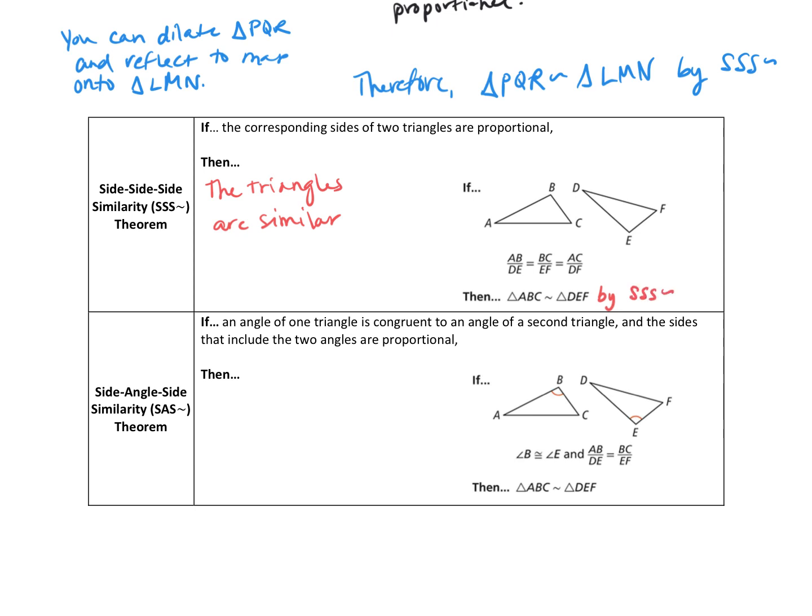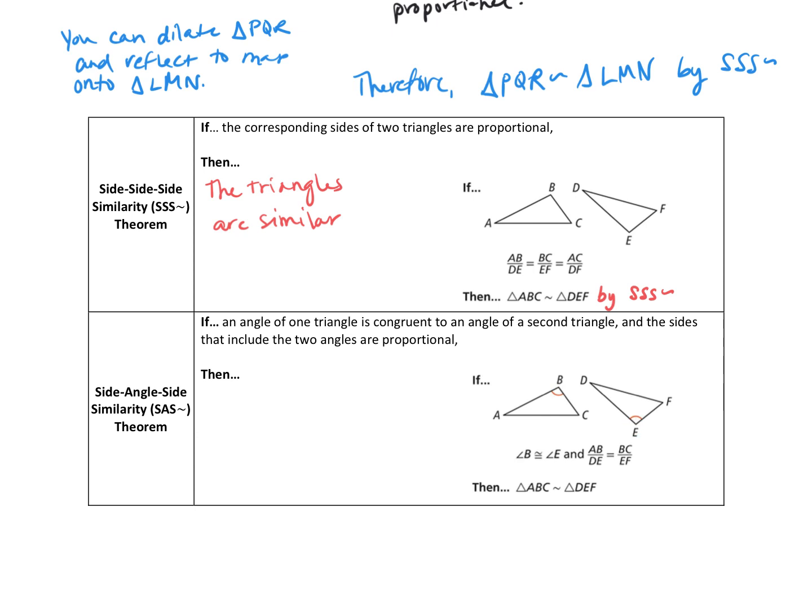Okay, so we didn't do an example with this, but we're just going to throw this theorem in there because I think we're catching on. This one is side-angle-side, so if an angle of one triangle is congruent to an angle of a second triangle, so we only have one congruent angle, so we can't use angle-angle similarity. And the sides that include the two angles are proportional.